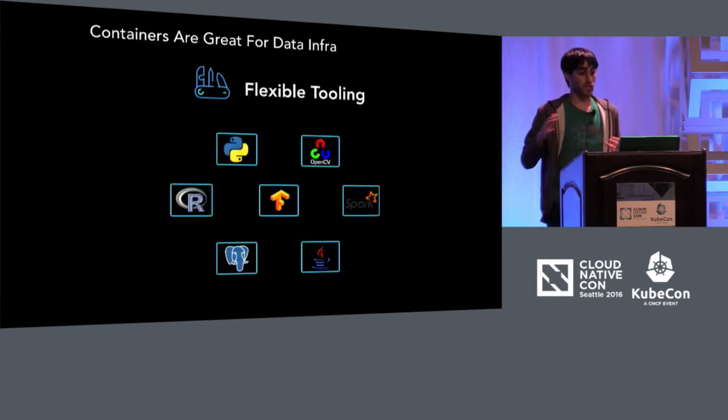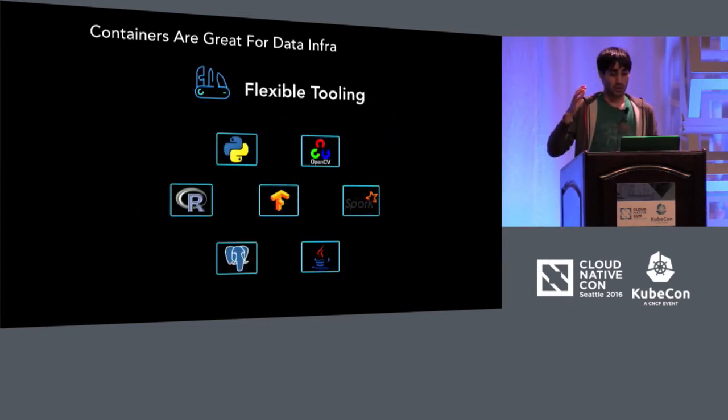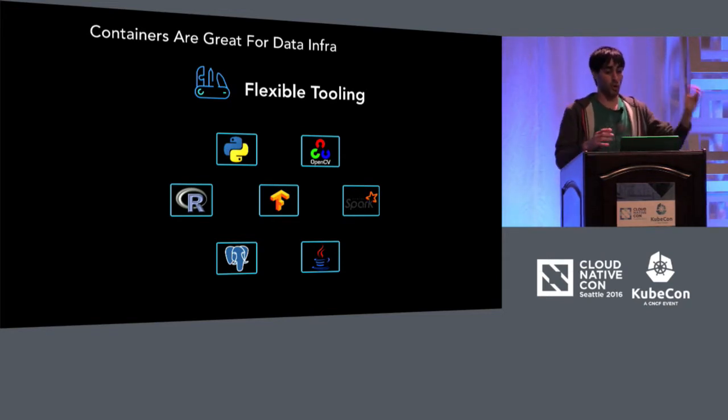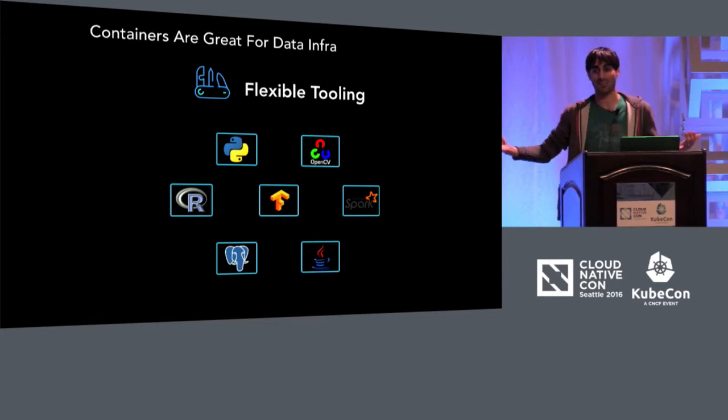The next piece is flexible tooling. So the data infrastructure world is full of libraries that are all great at very specific things, whether it's TensorFlow or OpenCV. And so of course you want to use the best tool for the job, but you need a way to manage all these dependencies so they can run in a shared cluster. This is exactly the same problem that containers solve in the microservice world, which is again a large suite of tools where you need to manage those dependencies.